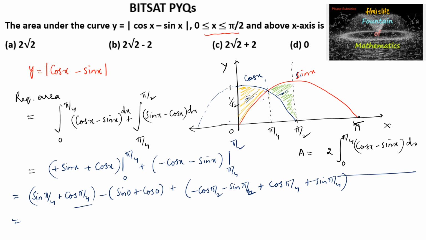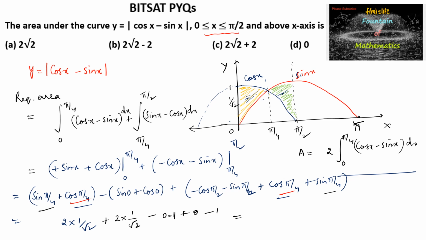So cos pi by 4 plus cos pi by 4, that is 2 times of cos pi by 4, which is 1 by root 2, and again sin pi by 4 plus sin pi by 4, that is 2 times of 1 by root 2, and sin 0 value is 0, cos 0 is 1, and cos pi by 2 is 0, and again sin pi by 2 is 1, so minus 1 we can write.